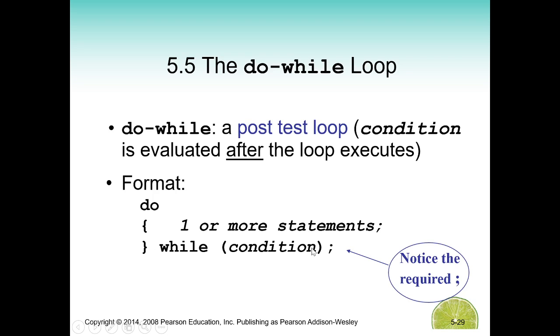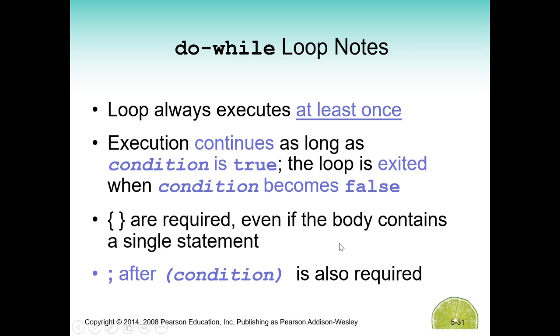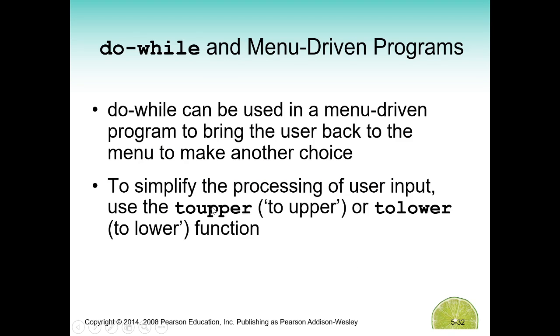And then we have that semicolon. This is very important, and most of us coincidentally forget it, because this is the only condition that has a semicolon after it. The if condition doesn't have it, and the normal while loop, not the do while loop, doesn't have it after the condition. So these are the notes that you need to notice.